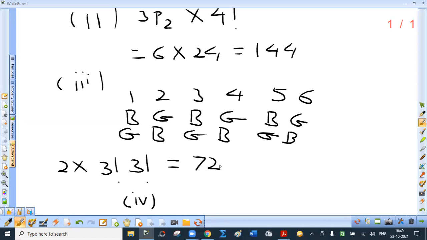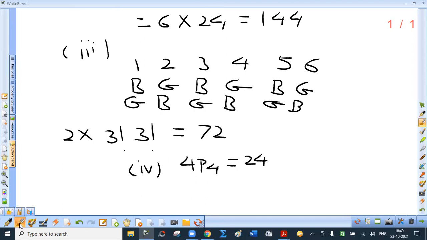Fourth one, all boys sit together, considering 3 boys as a single unit. So that unit and 3 girls. So 4 persons can be arranged in 4P4 equal to 4 factorial equal to 24 ways. After that, 3 boys can be arranged among themselves in how many ways? 3P3, that is 3 factorial equal to 6 ways. So total number of arrangements 24 into 6, that is 144.